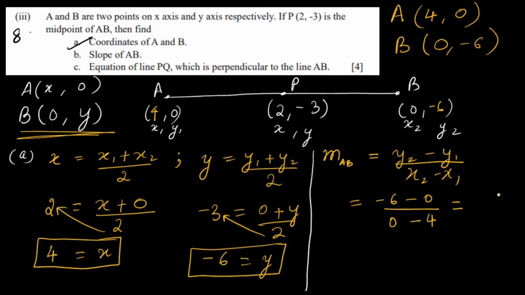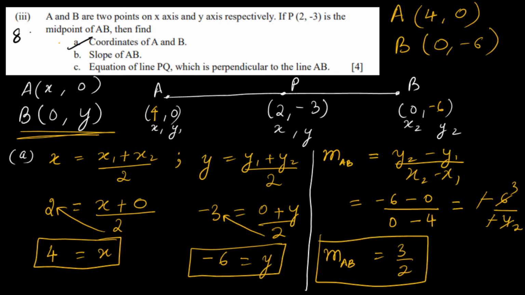So this is equal to minus 6 by minus 4. Minus and minus will get cancelled. 2 into 3, 2 into 2. The slope is equal to 3 by 2. Yes, so the slope of AB is equal to 3 by 2. So we found the slope also. The second part is done. Now we have to find the equation of the line PQ which is perpendicular to AB.